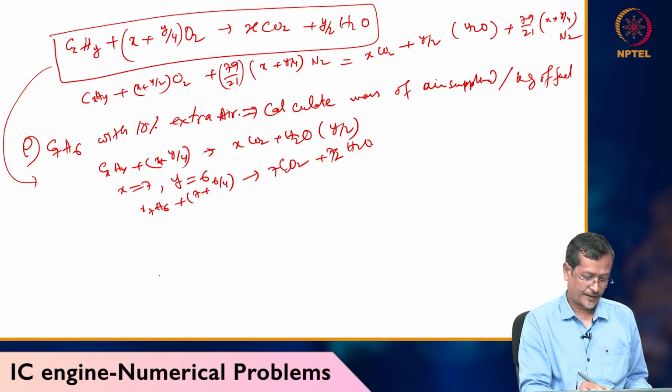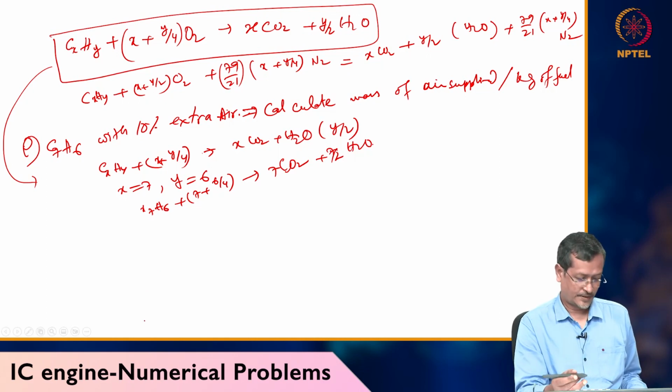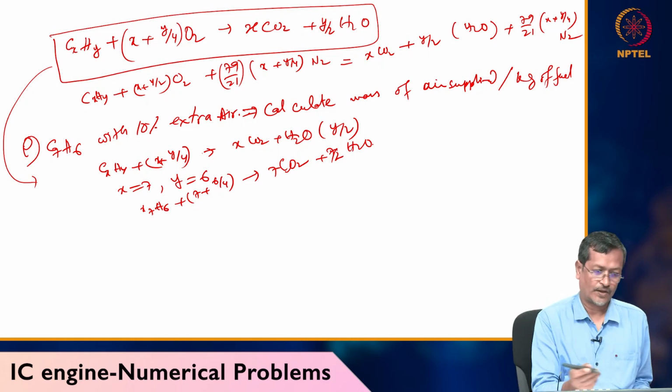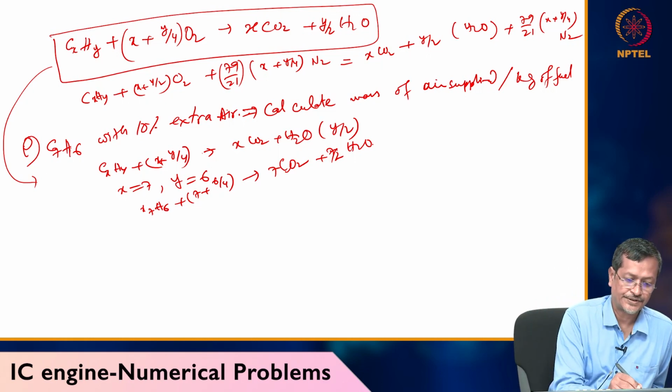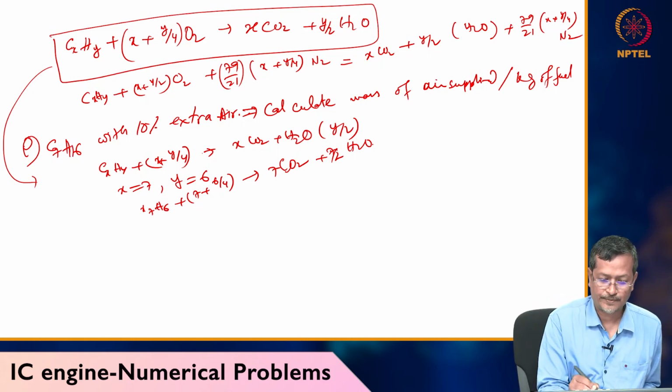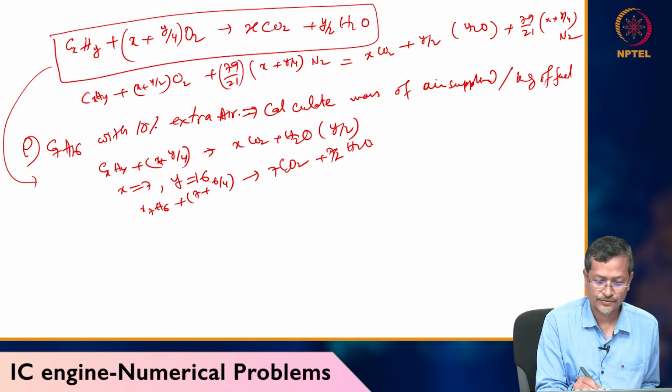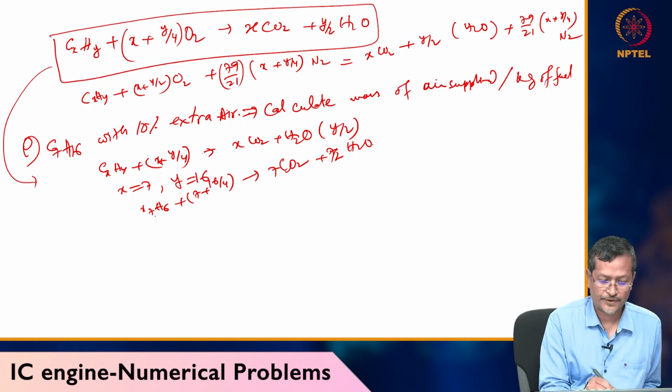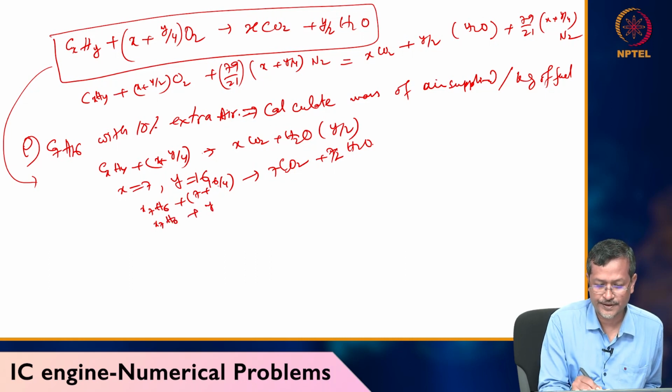Now you have been given extra, so here it is not H6, it is H16. So y is 16. So finally it is becoming C7H16 plus 11 O2 gives 7 CO2 plus 8 H2O.